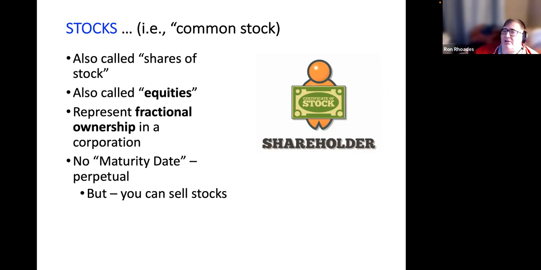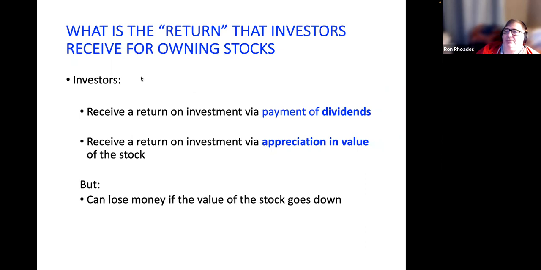Well, what is a stock or a share of stock? It represents a small fraction of the ownership of a corporation. Stocks don't have a maturity date. There's no required date that you have to turn it in. For example, you can own it indefinitely, and you can sell stocks typically to either another person or on a public exchange through a brokerage firm.